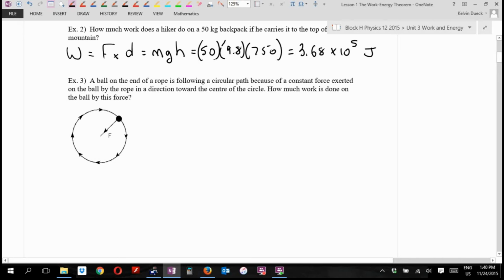None. Why? Because the direction of the force is towards the center of the circle. That's what the question says. But the distance is most definitely not towards the center of the circle. So this is a trick question. The force is this way. The distance is that way. No work.